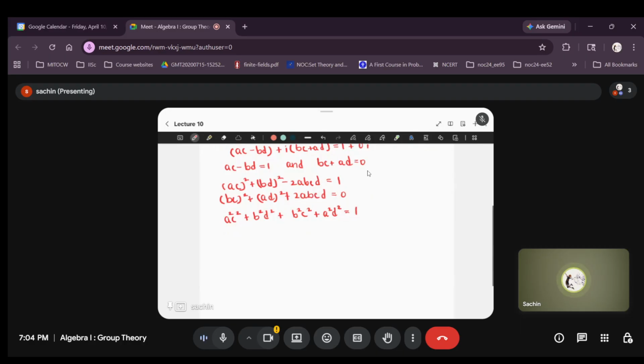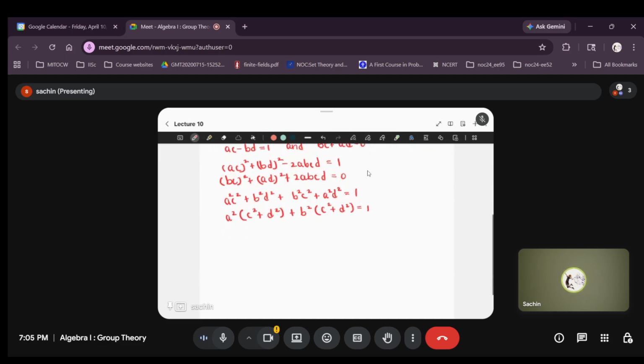Then you can take a square common in the two terms. You'll get a square into first and last term, c square plus d square. In the middle terms, you can take b square common. You'll get b square into c square plus d square is equal to 1. Then you can write a square plus b square into c square plus d square is equal to 1. Now, a, b, c, d are integers, so their squares are also integers, and the sum a square plus b square is an integer, c square plus d square is an integer.